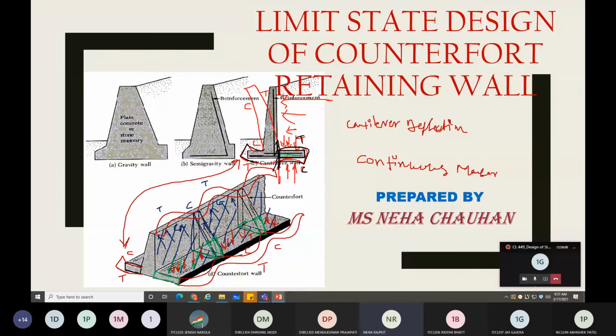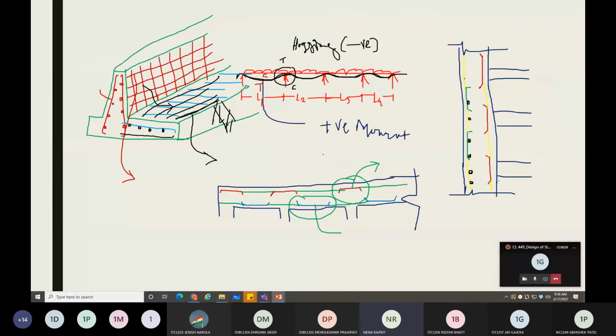The advantage of the counterfort retaining wall over the cantilever retaining wall is when you need to retain more backfill height, then it is feasible to go with the design of a counterfort retaining wall. Because as soon as you increase the height of the retaining wall, what will happen? Due to the lateral pressure, this will deflect, right? So the deflection depends on the height of the member.